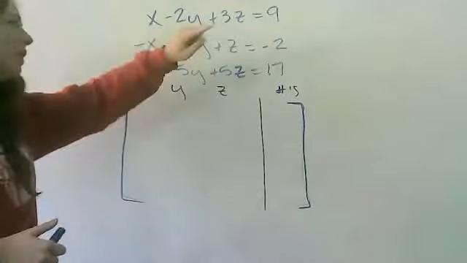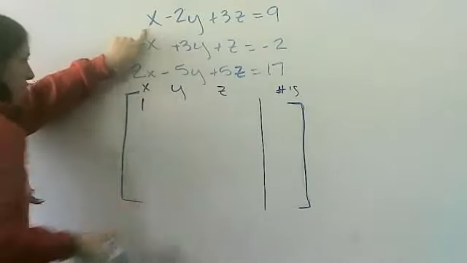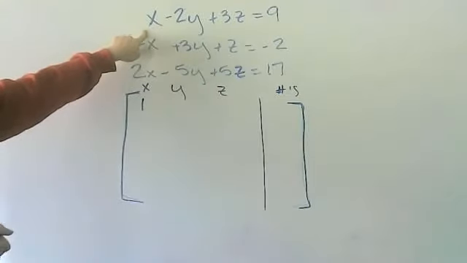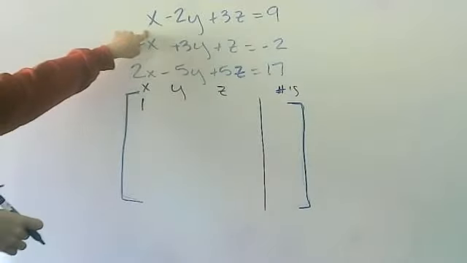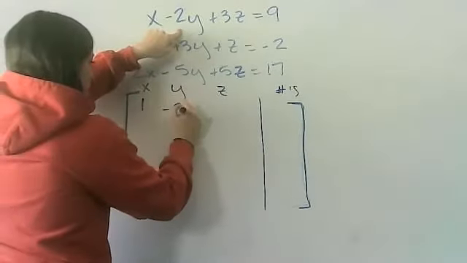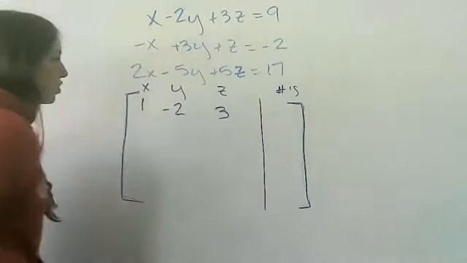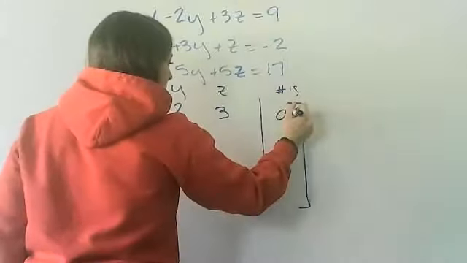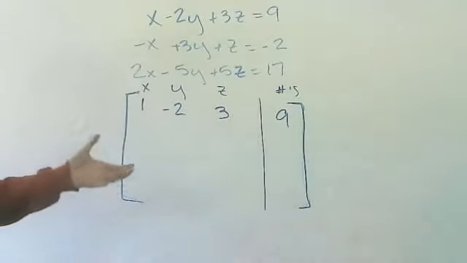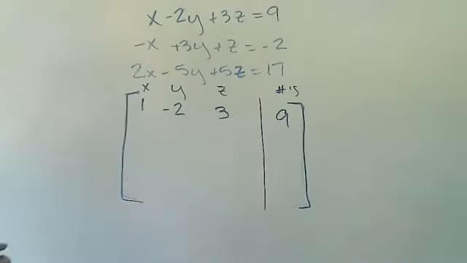So I'm going to go line by line. First line, I have a 1 for my x in front of that, so the coefficient there is going to be 1. So in that first row, first column, I'm going to put a 1. Next coefficient is a negative 2, so I'm going to put negative 2. Then I have a 3z, so that coefficient is 3. Lastly, equals 9. Okay, so you are taking out all of the coefficients, leaving behind all of the variables.